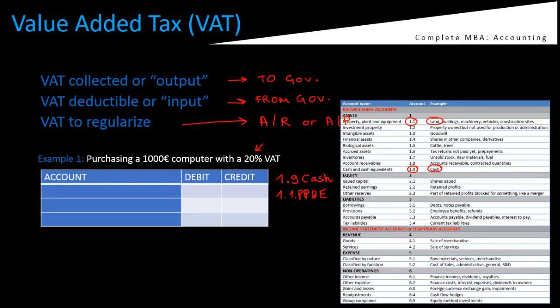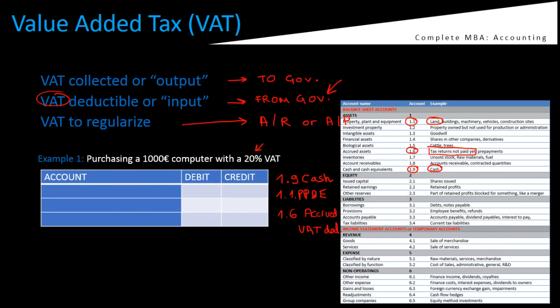And thirdly, the interesting part, because you're buying a computer from a retailer, you're paying VAT. However, as you learned before, this VAT will be recovered at the year's end using the VAT deductible, because the government will pay that back since you're not a final user. This account is a kind of accrued assets, which is here. You see here it says tax returns not paid yet. Well, this is a kind of tax return not paid yet. So that will be the 1.6 accrued, also called VAT deductible in this case.